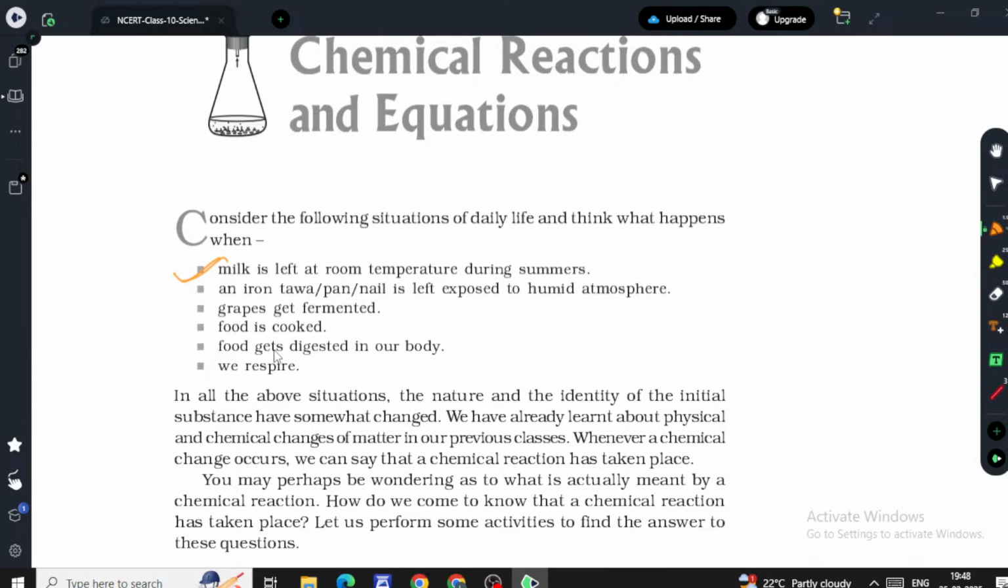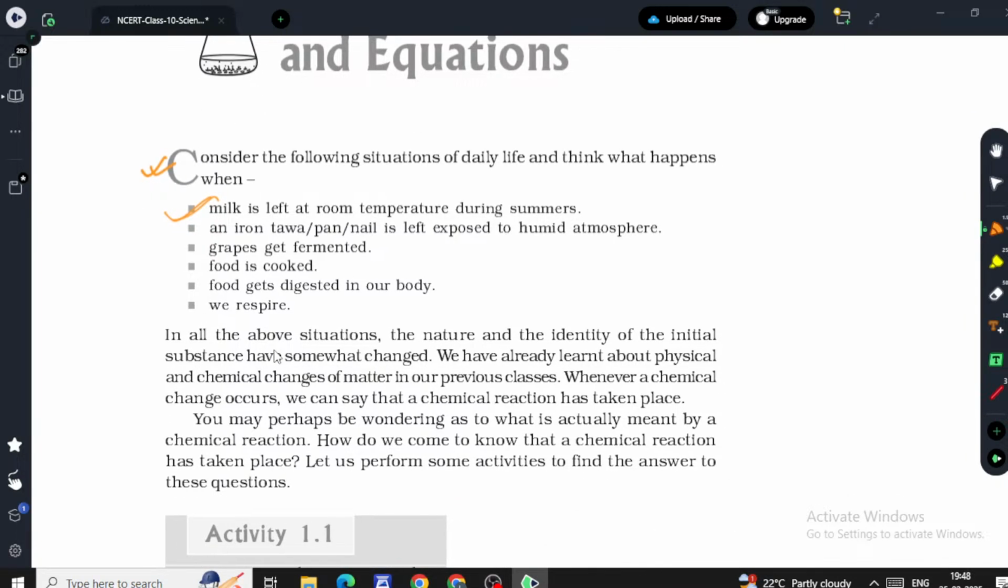Milk is left at room temperature during summers. Here it is said, consider the following situations of daily life. Think what happens when milk is left at room temperature during summers, and an iron tawa pan nail is left exposed to humid atmosphere. Grapes get fermented, food is cooked, food gets digested in our body, we respire. Okay, this is the condition.